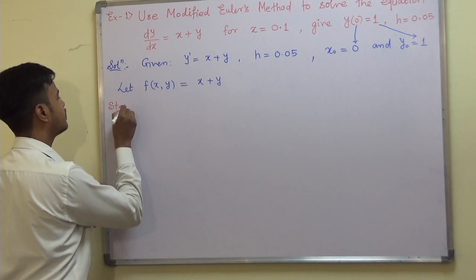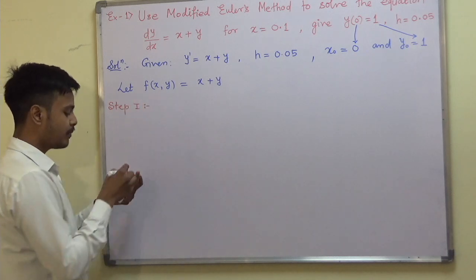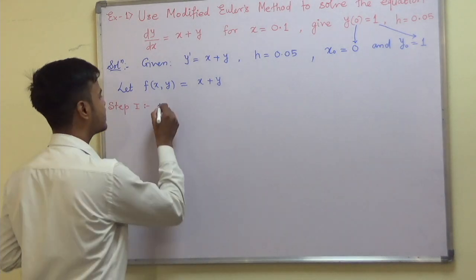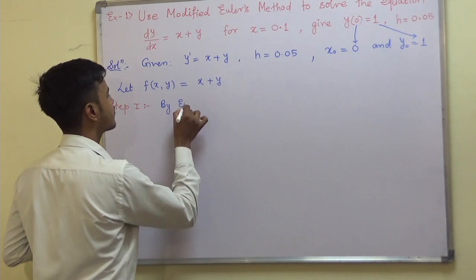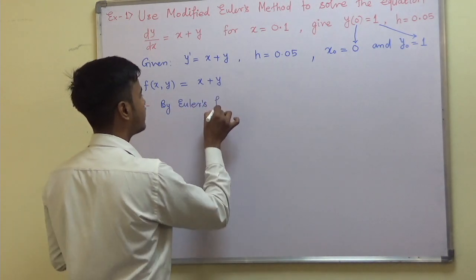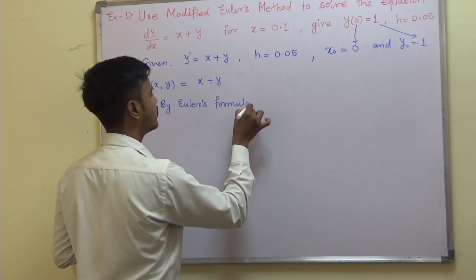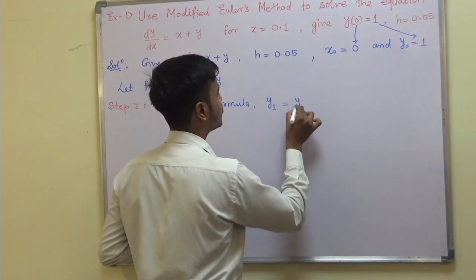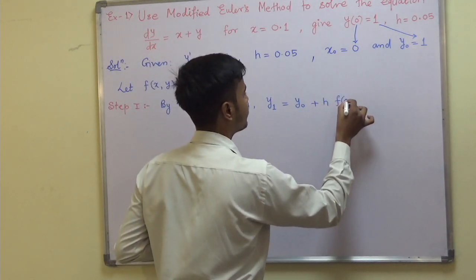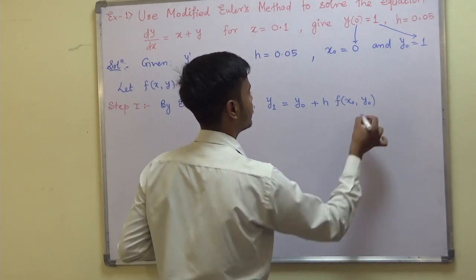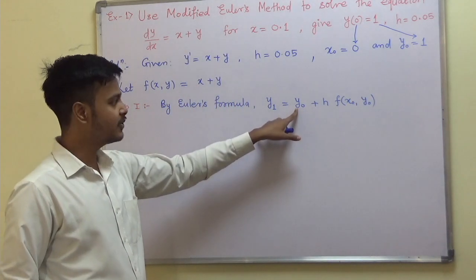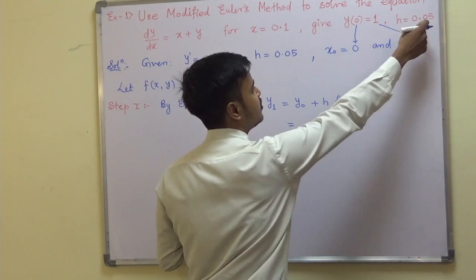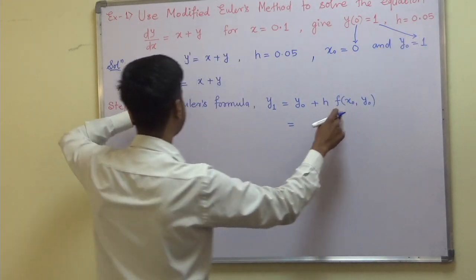Step 1. So what is step 1? Step 1 says, write down the predicted value. So you can just write, by Euler's formula, what can we write? y1 is equal to y0 plus h f of x0, y0. Okay, now you have the value of y0. What is it? The value of y0 is 1. Then the value of h is 0.05, and what is the value of f of x0, y0?